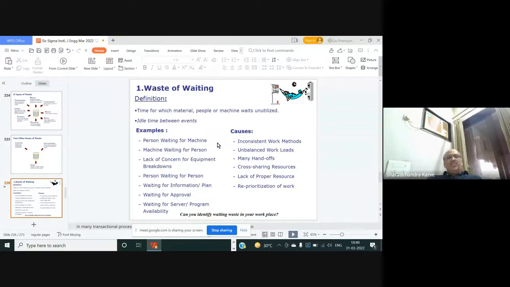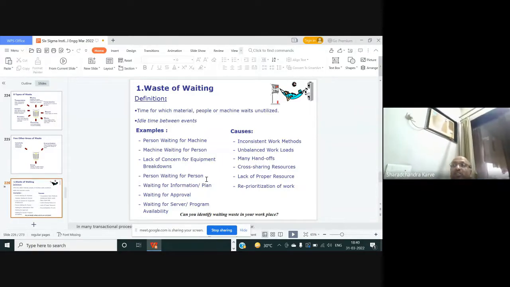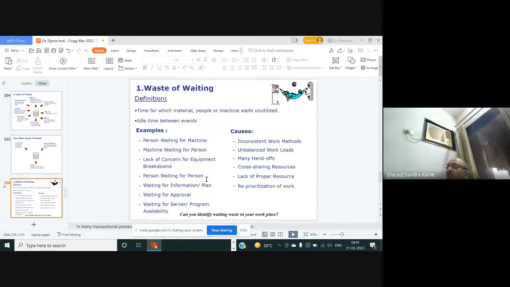So the example is a person waiting for a machine, or a machine waiting for a person. There is unavailability of the skilled person. The skilled person will come and then the machine will start. Equipment breakdown is also waiting. The operating people are unnecessarily waiting, as the mechanical or maintenance people are working on the machine. Typically, if your car breaks down on a highway, you wait. That is a waste of time; it is productive time for a mechanic, but unproductive time for the person who is waiting.